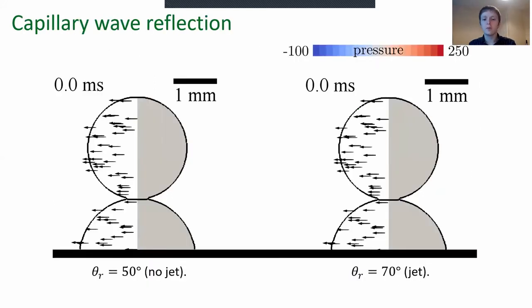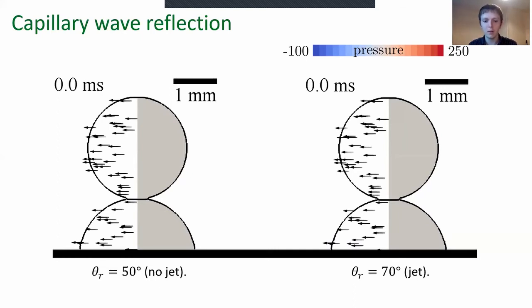So we can use the pressure distribution within the coalesced droplet to help us understand the influence of the receding contact angle we had identified on the previous slide, since the pressure distribution allows us to see capillary waves. I'll show you two videos from numerical simulations on this slide. The parameters between the two are identical, with the exception of the receding contact angle.